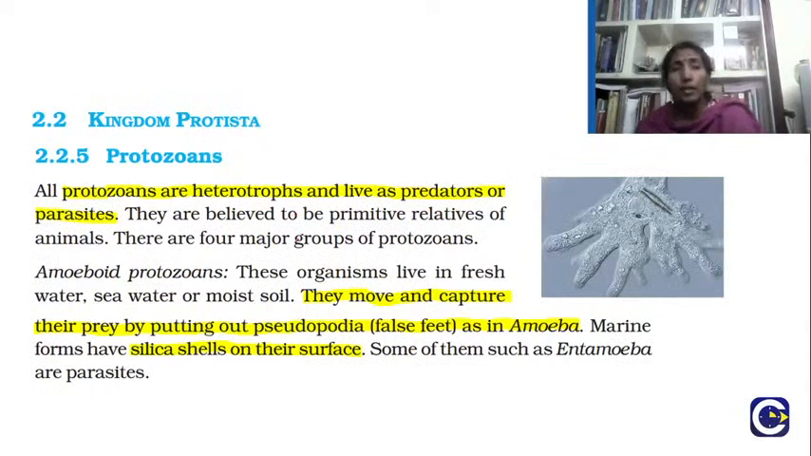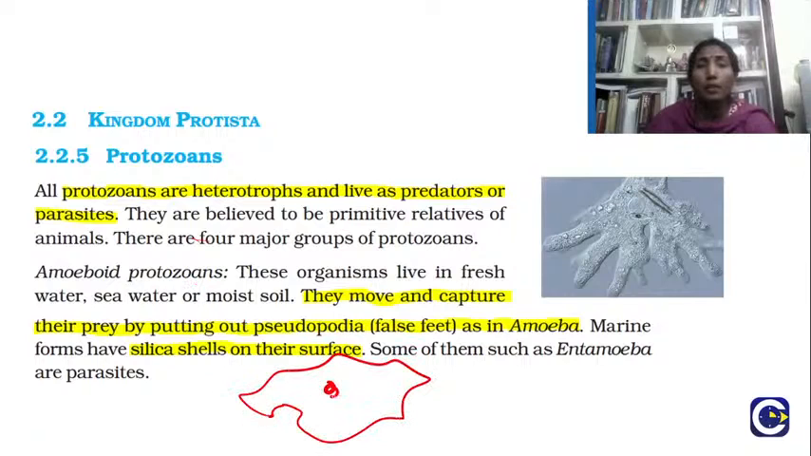All protozoans are heterotrophs, which we are aware, and they behave as predators or parasites. So, 4 major groups of protozoa. We have amoeboid protozoan. Amoeboid அப்படினாலே நமக்கு நம்ம அமீபா தான். Okay, we have the amoeba. So they move and capture their prey by putting forth the pseudopodia. Pseudopodia means false limb. Pseudo means false, podia means false feet. Okay, mainly that Entamoeba histolytica படிச்சிருக்கோம் இல்லையா, that causes liver abscess or amoebiasis. அதெல்லாம் falls under this group only.